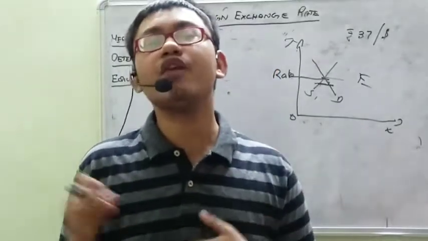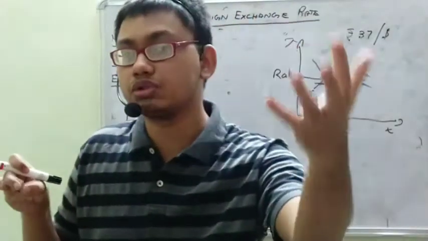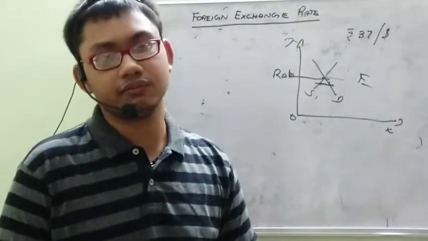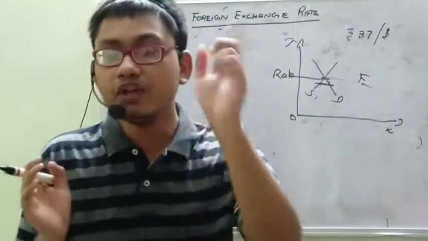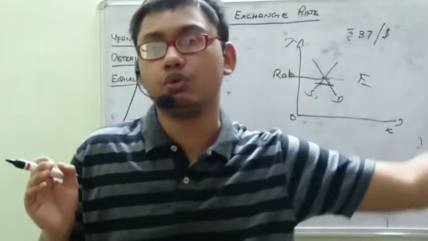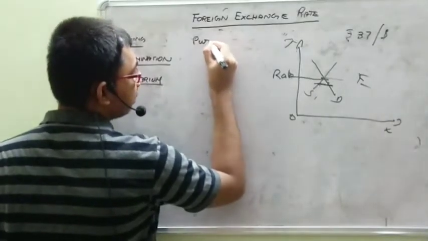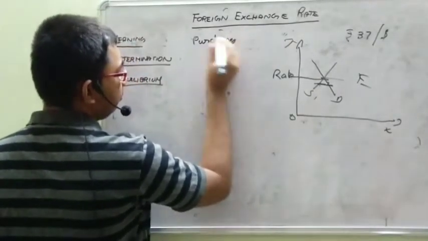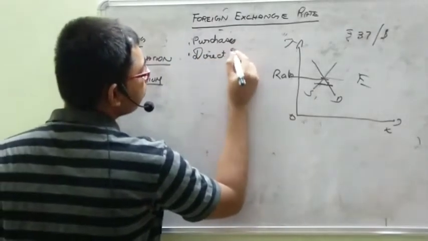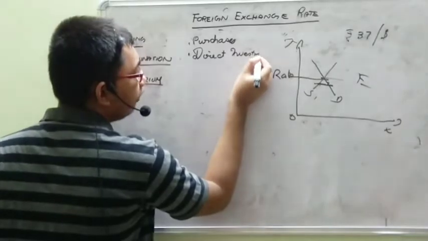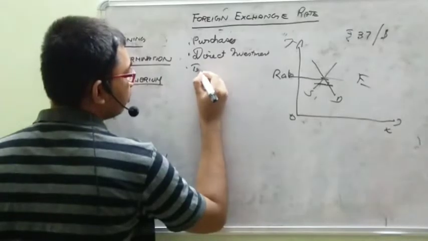But generally, when do people purchase foreign exchange? When do people say, I want US dollar? Let's take US dollar itself. When does an Indian say he wants US dollar? Definitely when he or she wants to do something in the US. Either direct purchases in the US, or direct investment, or he wants to lend loans to somebody, transfers.